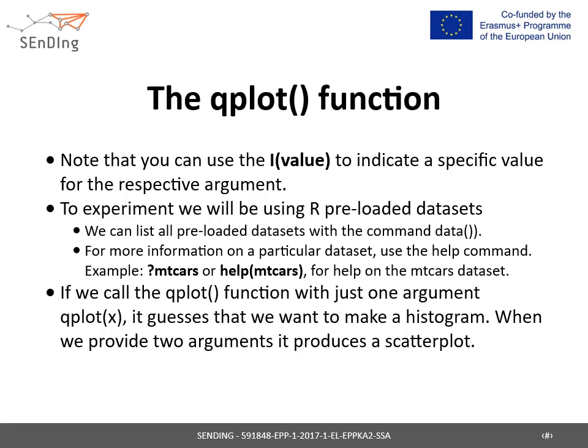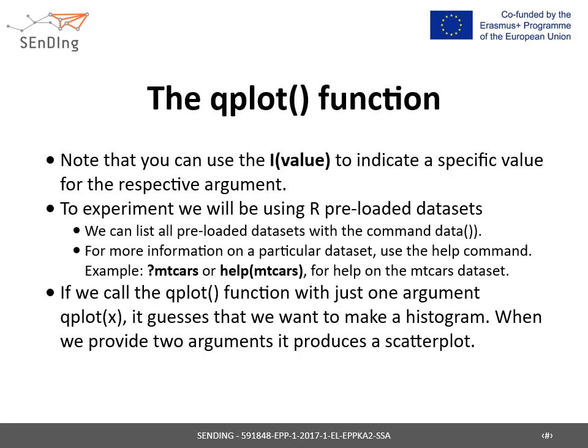To experiment with the ggplot2 package functions and arguments, we will be using our preloaded datasets. Remember, we have already used the iris and mtcars datasets. We can list all preloaded datasets with the command data. For more information on a particular dataset, use the help command. Example, ?mtcars or help(mtcars), for help on the mtcars dataset. Back to our qplot function now.